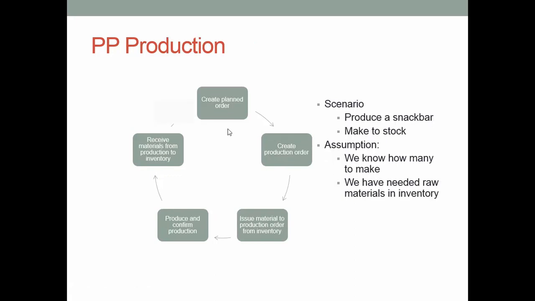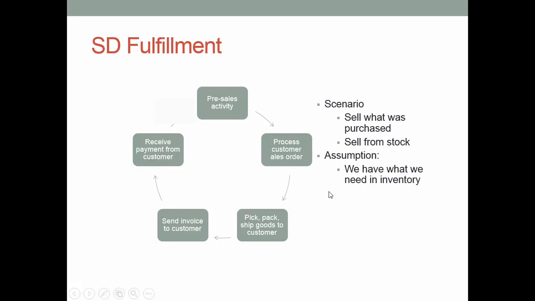The production planning this semester, we're going to be creating a planned order, creating production orders from that, issuing the material from inventory to the shop floor for production. We're going to produce and confirm that production, and then we're going to receive those materials from production into inventory. So that's our process for PP.